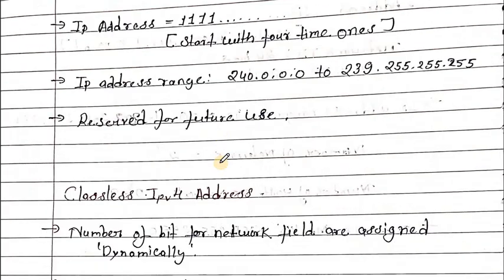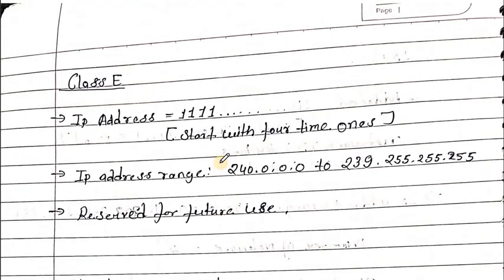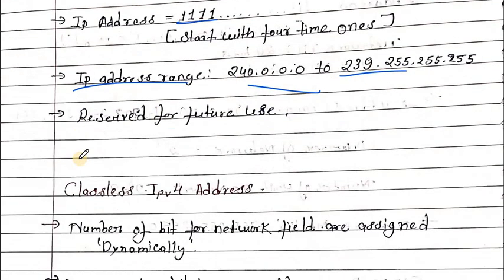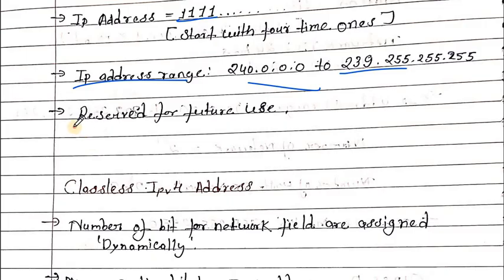Okay. In class E, the IP address starts with four 1 bits. Four 1 bits means that the IP address range is 240 to 255. This range of IP addresses is reserved for future use. There is no present use of this class of IP address. This is reserved for the future. Okay.